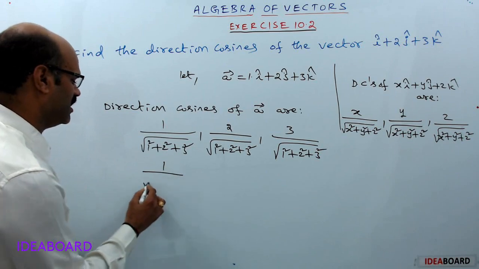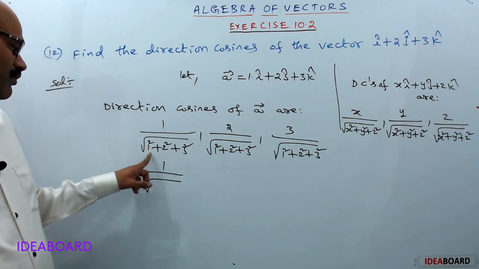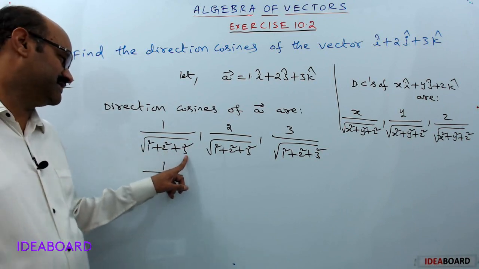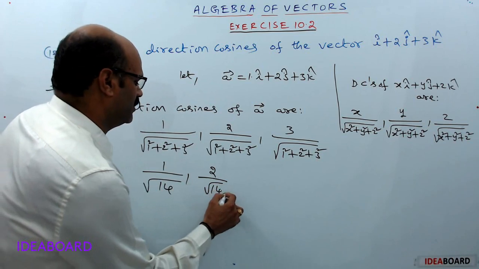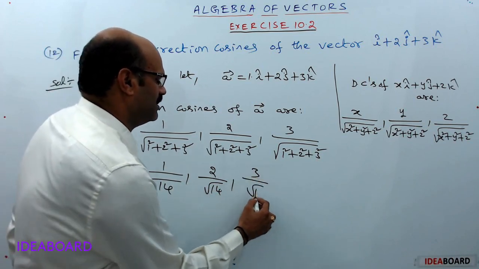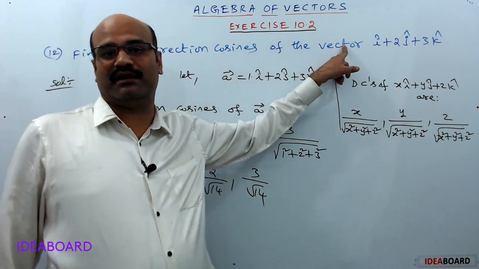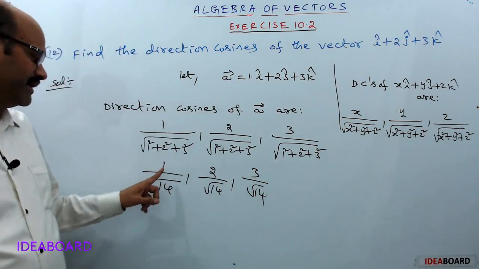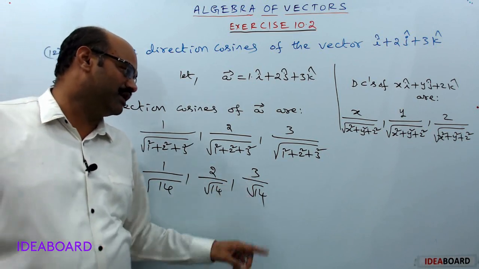So 1 upon, we have 1 square equal to 1, 1 plus 4 is 5, 5 plus 9 is 14, 2 upon square root of 14, 3 upon square root of 14. Therefore, the direction cosines of the given vector are 1 by square root of 14, comma, 2 by square root of 14 and 3 by square root of 14.